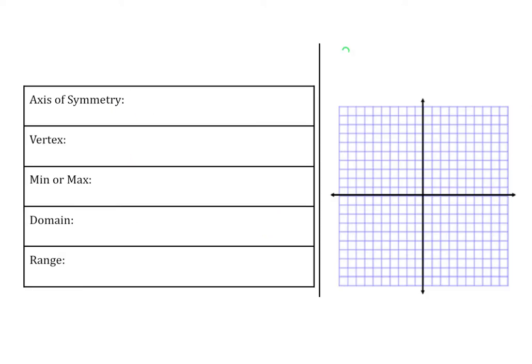Okay, so the first one is f of x equals negative 2x squared. Because it's just a single term, the axis of symmetry is the y-axis. So I draw that dotted line. That is what cuts my parabola in half. We can also write it as the equation of the line: the line is x equals 0. Okay, single term, the vertex is always at 0, 0. So I'm going to put a dot at 0, 0.